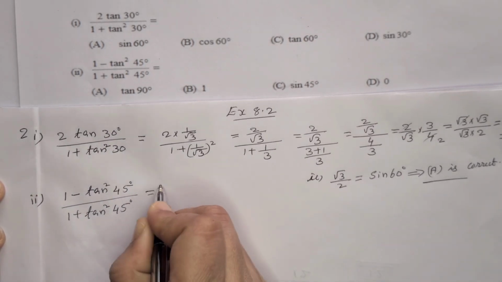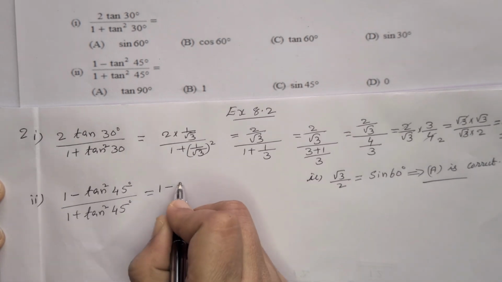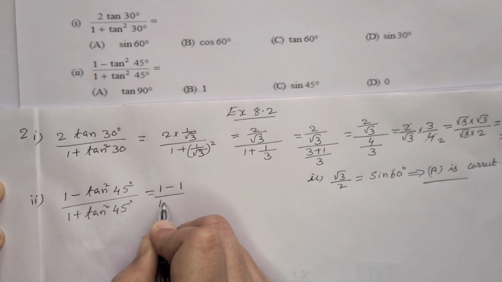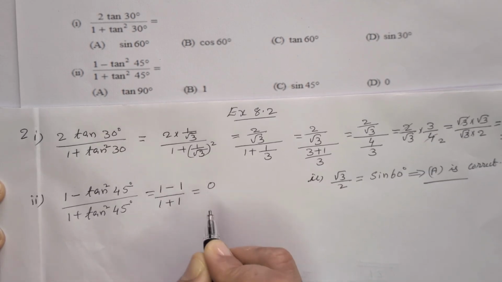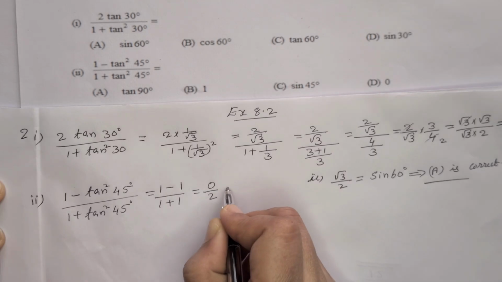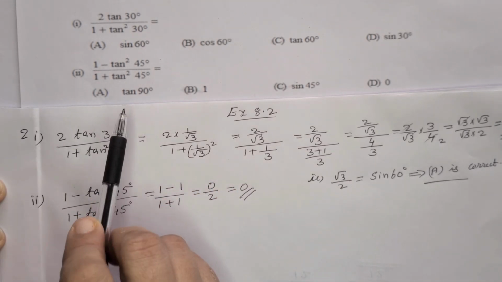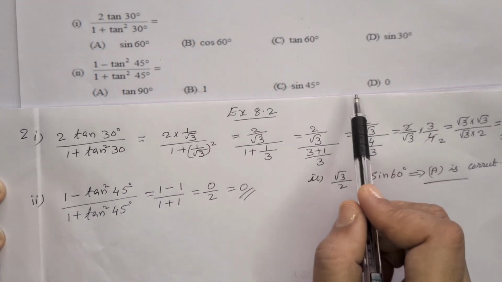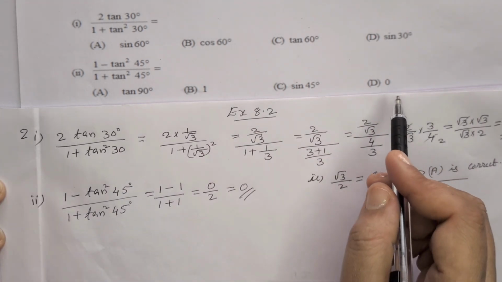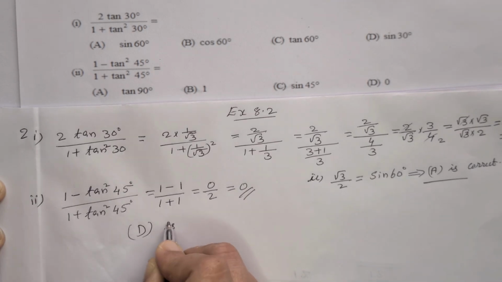Now second one, 1 minus tan square 45 by 1 plus tan square 45. This we can write 1 minus tan 45 is 1. So 1 square means 1 itself. 1 minus 1 divided by 1 plus 1, which is equal to 0. 1 minus 1 is 0 divided by 2, 0 by any number, that is equal to 0. So look at the options here. Tan 90, 1, sin 45, 0. Directly 0 is here. So we can write option D is correct.